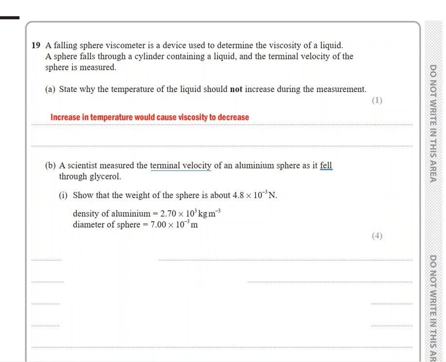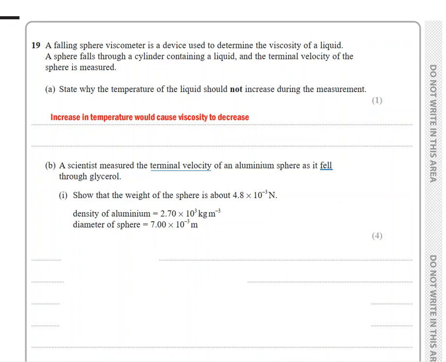But B says, a scientist measured the terminal velocity of an aluminum sphere as it fell through the glycerol. Show that the weight of the sphere is about the value given. Density is also given, diameter is given, so I have to make weight the subject of the equation eventually in my calculation. And I always suggest to my students that whenever you come across a question of 3 marks and above, it's not a good idea to look for the answer initially. Just start calculating with whatever information you have available, and this will guide you towards your answer.